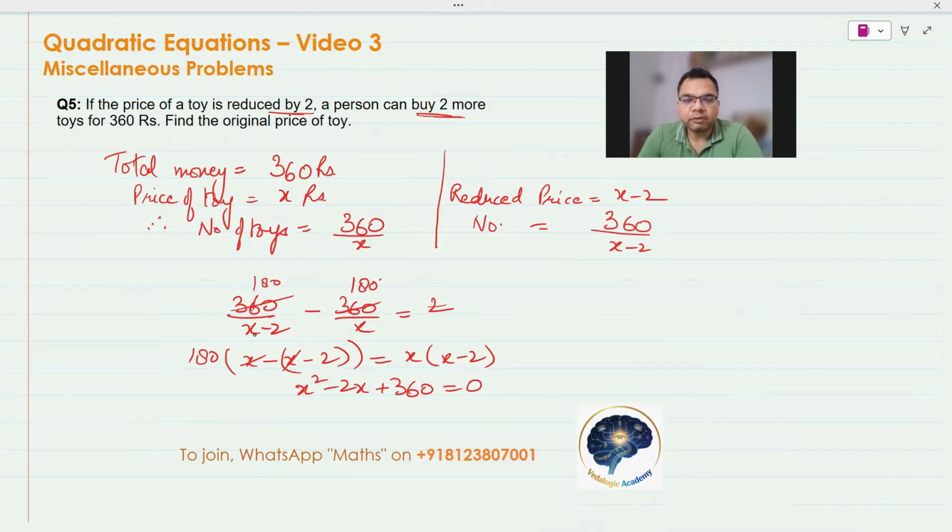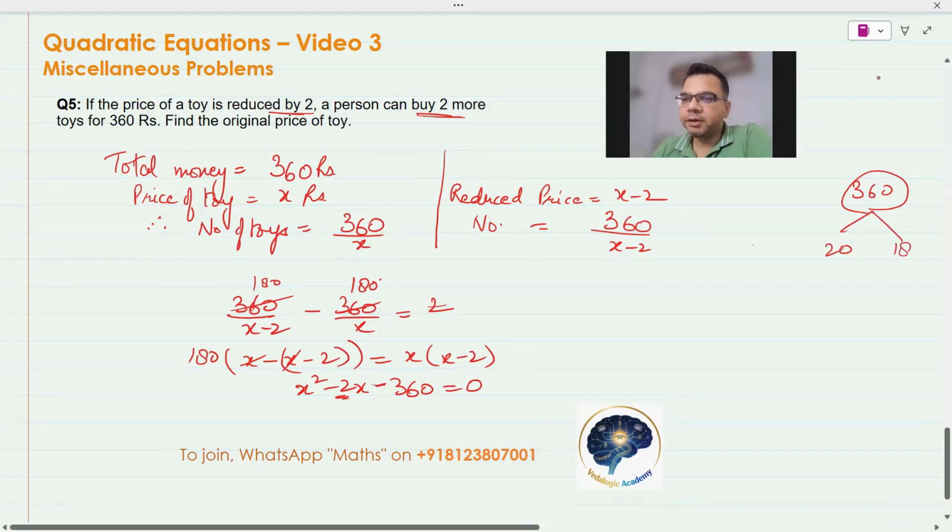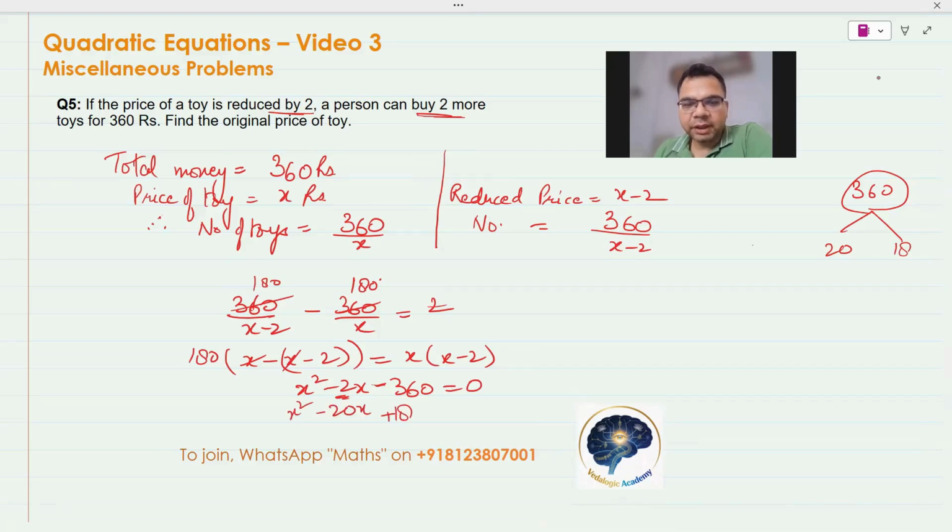Now I have to find the factors of 360 because the coefficient of x squared is 1. Okay, one mistake I think I have made. This should be negative here, because 180 into 2 is 360. Now I have to find two factors of 360 such that their difference becomes 2. That will be 20 and 18, product 360, right? So it will be x squared minus 20x plus 18x minus 360 equals 0.